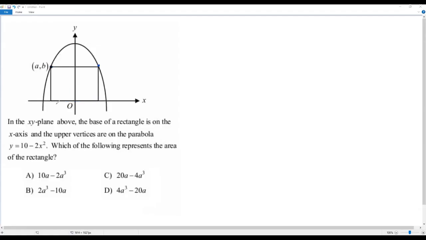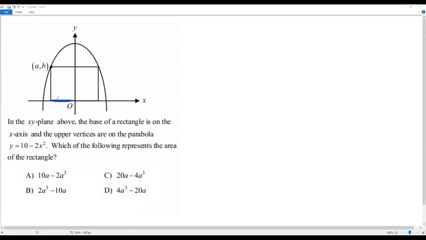Whatever length I get for this line segment, the same length I will get for this line segment. Once I get the length of one segment, the same can be considered as the length of the other. When I add them, I'll get the length of the rectangle. Then I have to get the width of the rectangle. Then I have to multiply them to get the area of this rectangle.